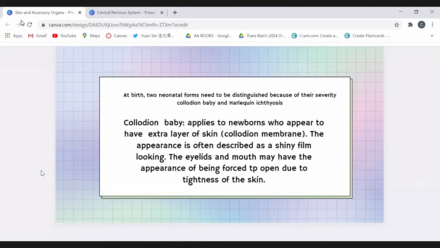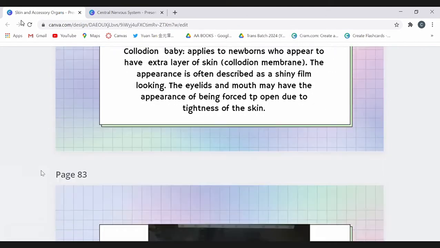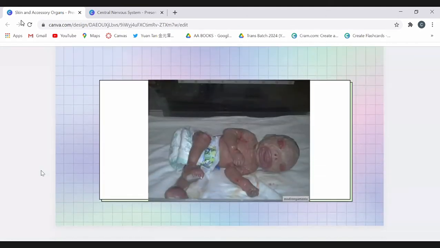Next slide, please. One example of this is the collodion baby, which applies to newborns who appear to have an extra layer of skin, also known as the collodion membrane. The appearance is often described as a shiny, film-like layer, and the eyelids and mouth appear to be forced into tightness. This is an example of a collodion baby. Next slide, please.